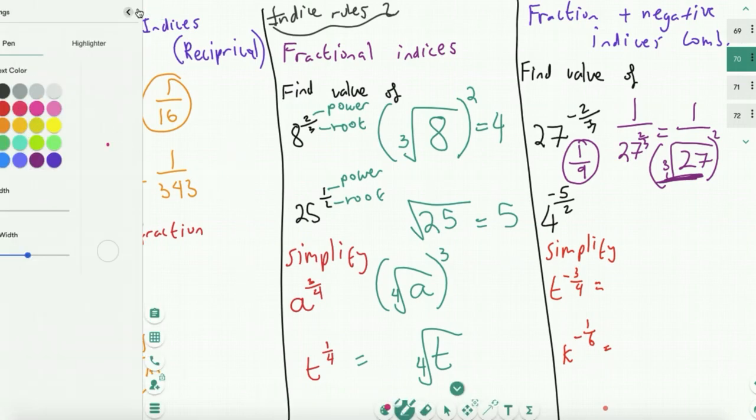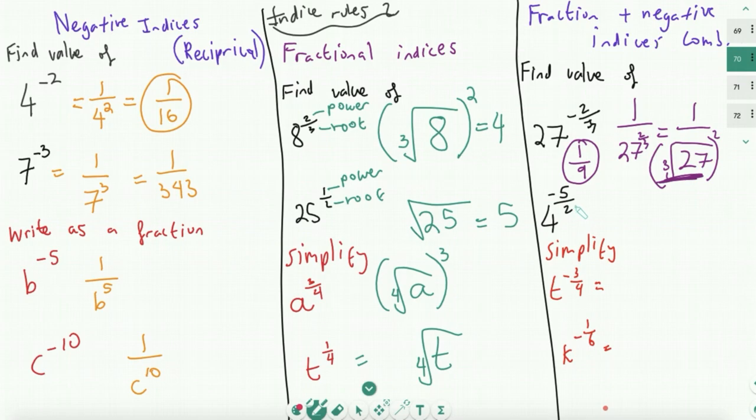Next one, 4 to the power of negative 5 over 2. Well, I see a negative, so I'm going to inverse my value, 1 over 4. The indice becomes positive. So we're going to root 4 by 2, so the square root of 4. I'm going to power by 5. Well, the square root of 4 makes 2.